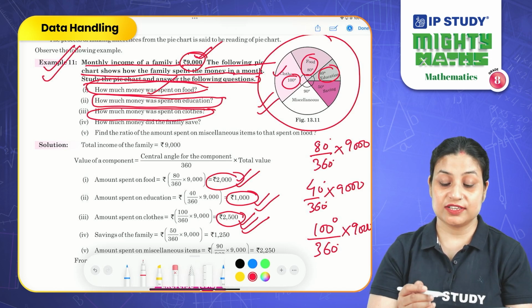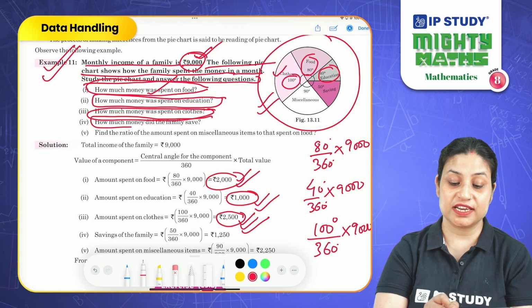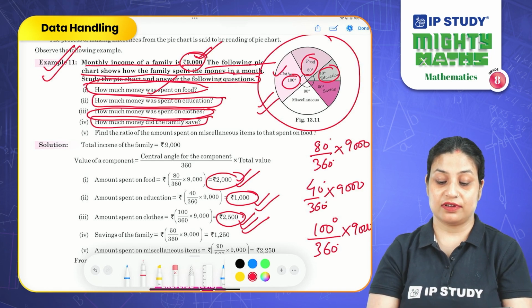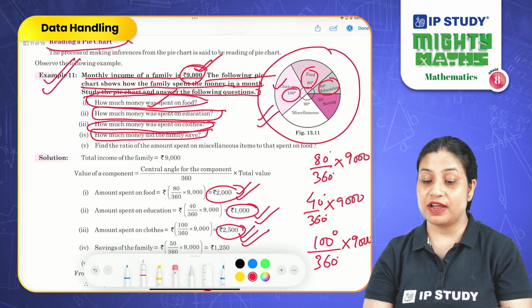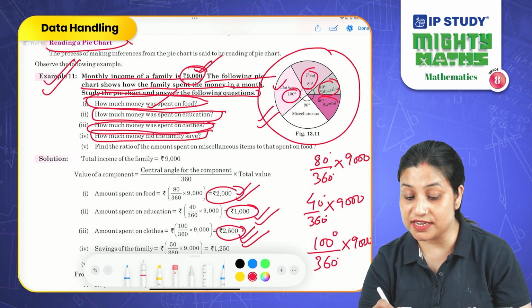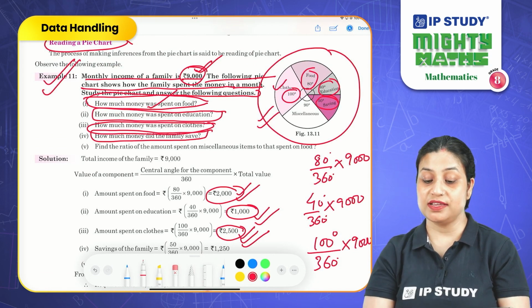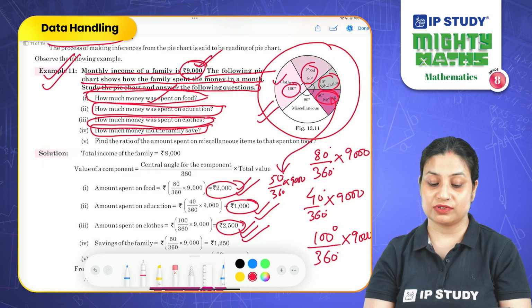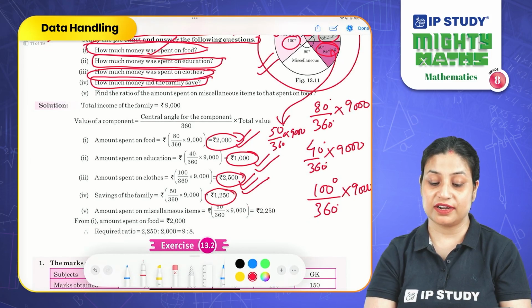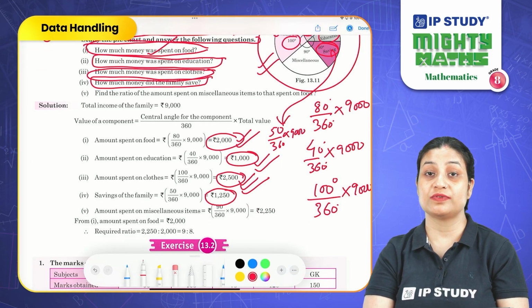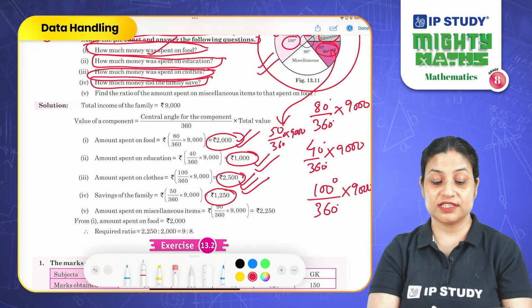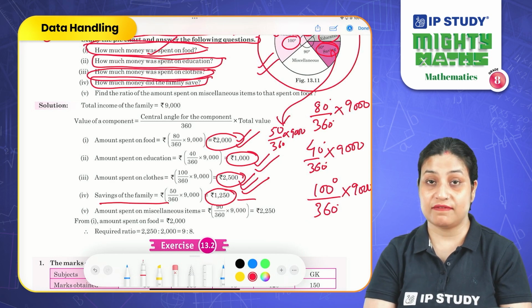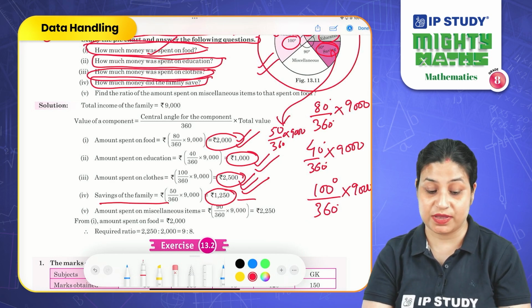Now, what is the next question? How much money did the family save? Now, let's see the pie chart again. It is given 50 degree for savings. So, 50 degree out of 360 degree multiplied with 9,000. So, what will you get? When you solve it, you will get simply 1,250 rupees. So, this is the amount the family is saving out of 9,000 rupees, right?